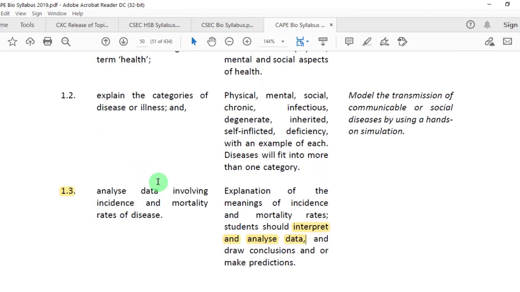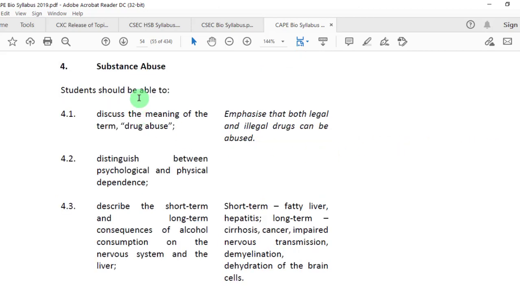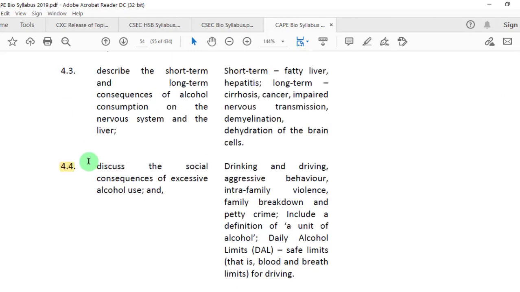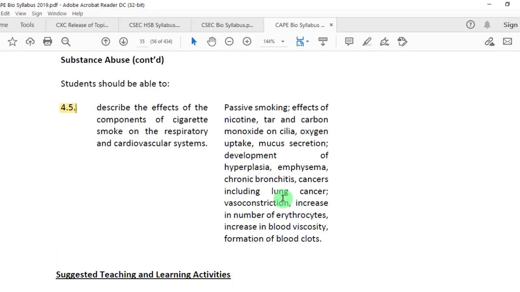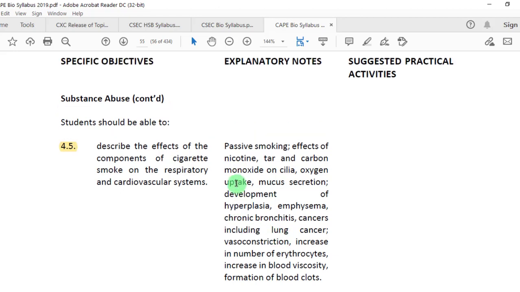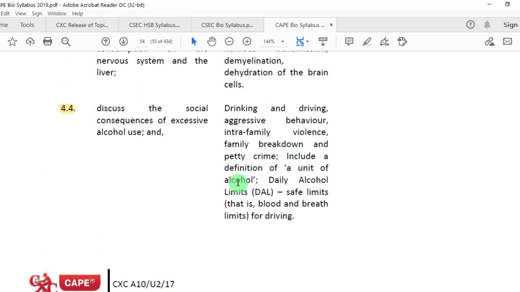Substance abuse. Let's see what would be applicable there. So substance abuse, everything 4.1 and on. See this objective and this objective. For example, they may bring in incidence of certain cancers related to smoking, and then you have to make the connection between the two. That's a question that could come up, right? So in terms of preparing for paper 3, your focus would be on these two objectives, 4.4 and 4.5, right?